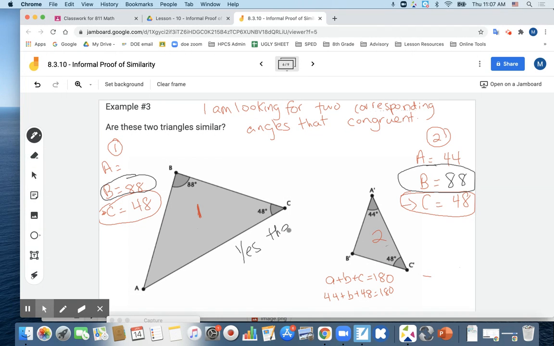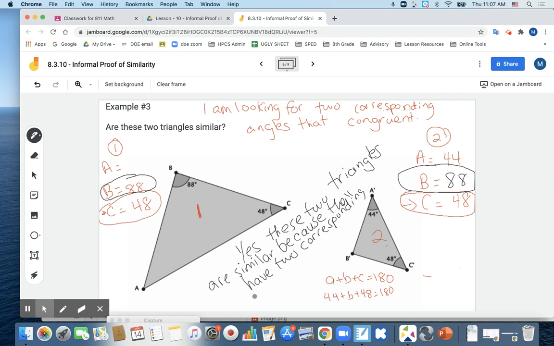So I'm going to say yes, these two triangles are similar because they have two corresponding angles that are congruent. Okay?